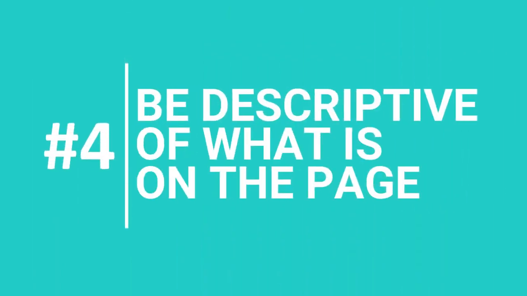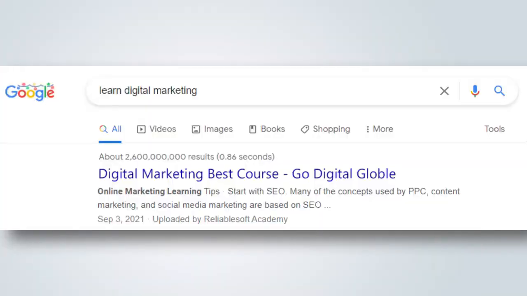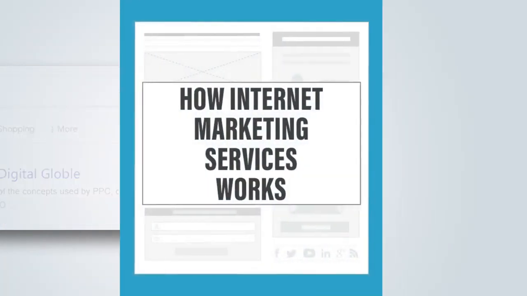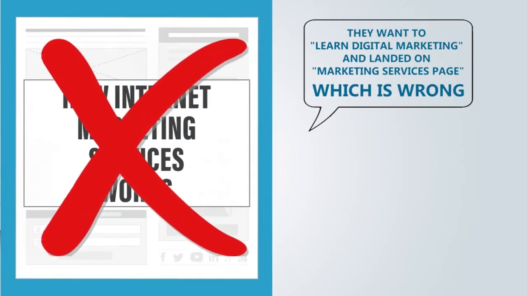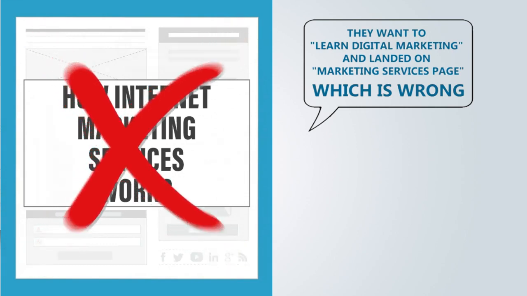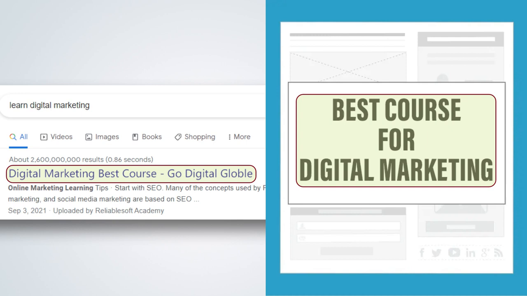Fourth, be descriptive of what is on the page. When your web page does show up in search engines, a lot of people decide whether or not to click based upon your title tag. If they click and come to a web page that is not what they expected based on the title, they are likely to click the back button right away and look for some different results. You want your title tag to provide an exact description of what people are going to see when they choose to visit the web page.